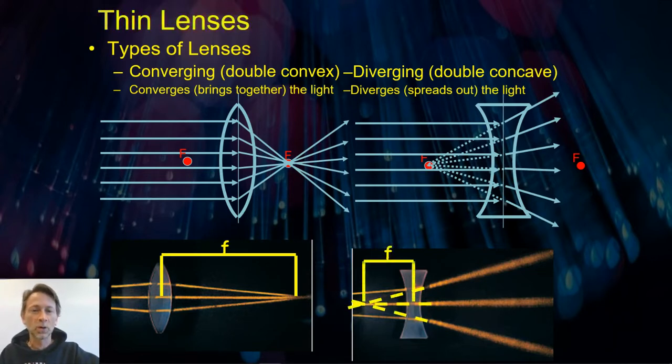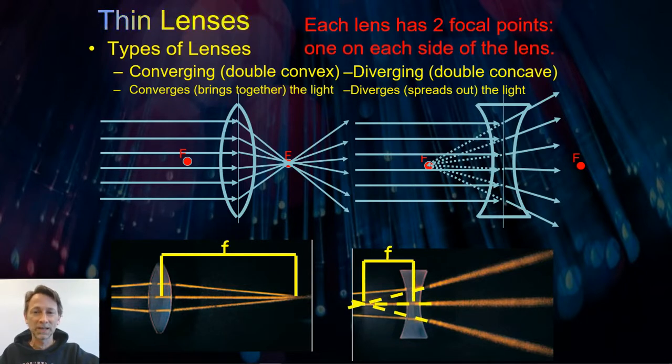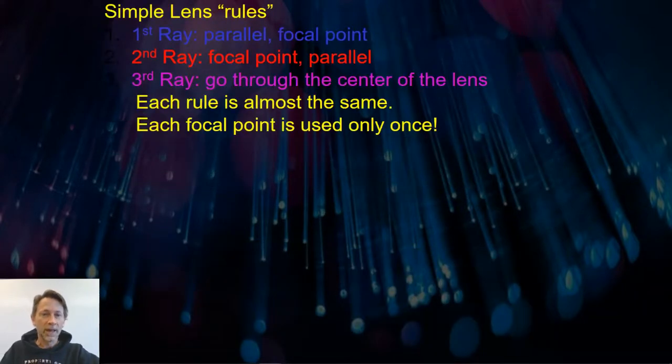One of the things to note is that each of these lenses has two focal points, one on each side of the lens. Those two focal points are going to become very important. We have a focal point on the right side and a focal point on the left side of the lens. Now, back to our rules.